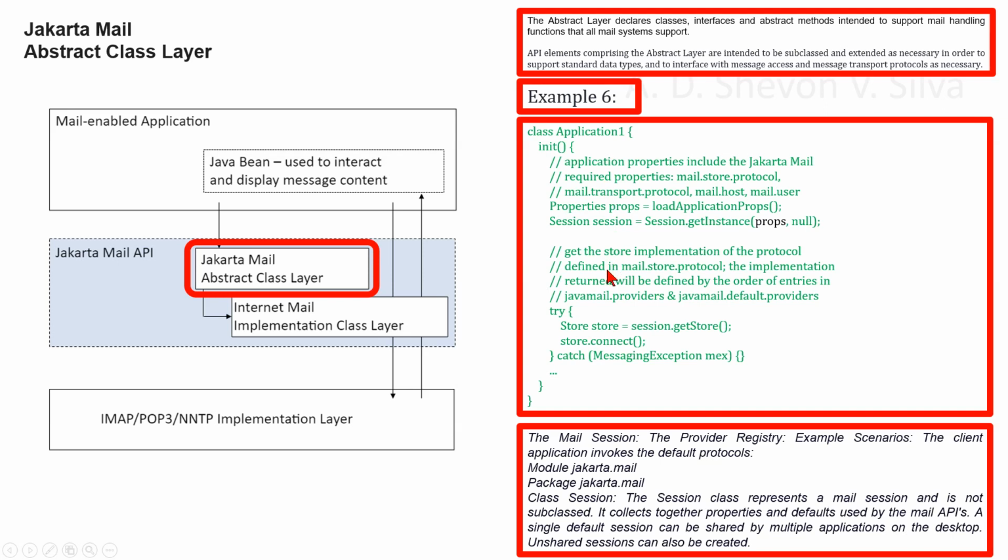Unshared sessions can also be created. The mail session object manages the configuration options and the user authentication information used to interact with messaging systems. The Jakarta Mail API supports simultaneous multiple sessions. Each session can access multiple messages, message stores, and transports.